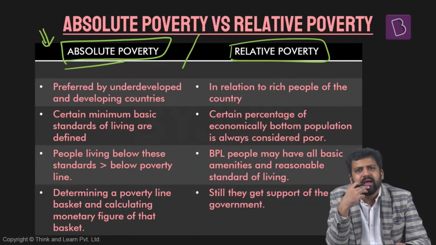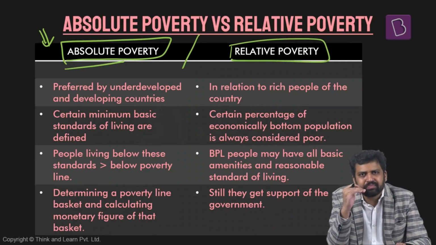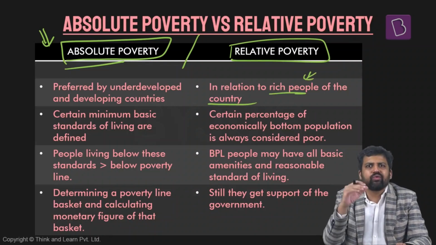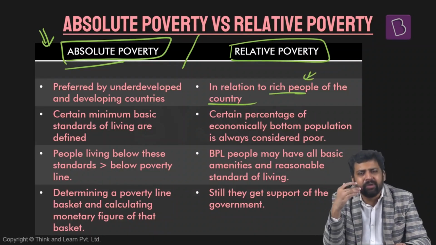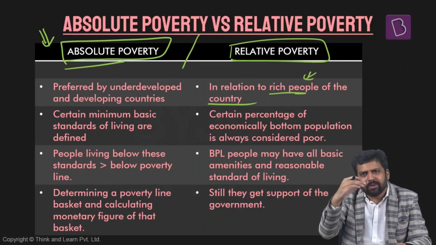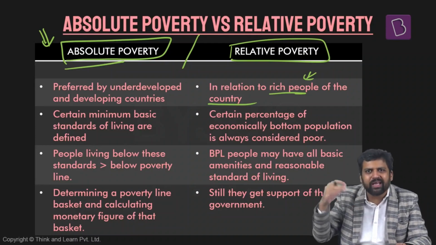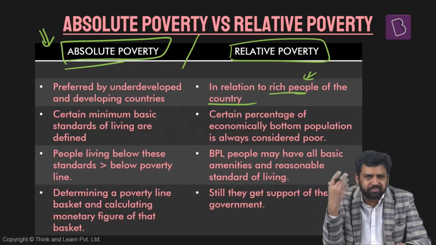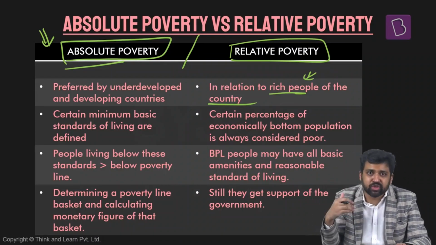Relative poverty is slightly different. Here you are trying to estimate poverty in relation to the rich people of the country. You find out, let's say, the median income of that country, and you find out the percentage who are below the median or some threshold, and those who are below that threshold are considered to be relatively poor. So in relation to the rich of the country, where you stand decides relative poverty.